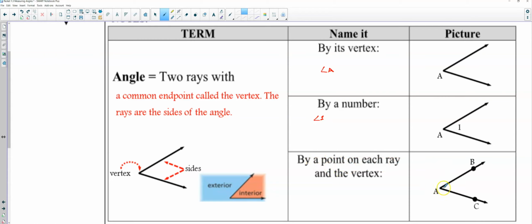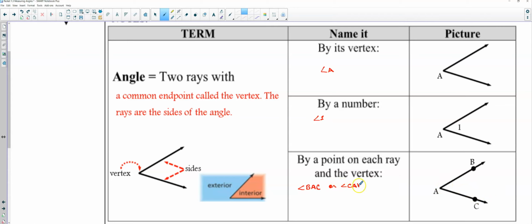Okay, angle 1. The other way we name the angle, and usually we use this when more than one angle share the same vertex, we can't be ambiguous. We want to be precise. So therefore, we would name this angle BAC, or angle CAB.